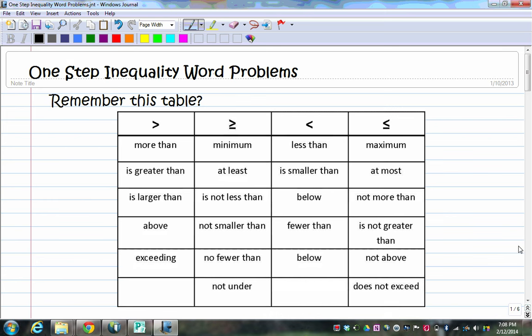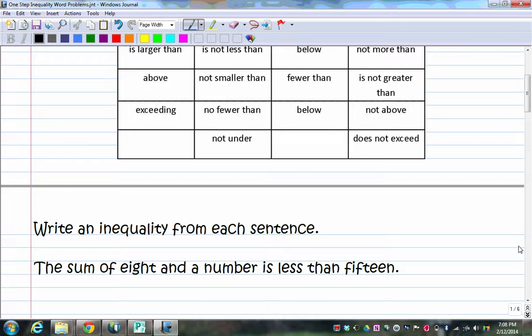One-step inequality word problems. This is going to be fun. Remember this table that I gave you guys a while ago? Well, it's going to be your friend now. If you don't have it or you can't find those notes, make sure you copy this thing down again because it will be useful.